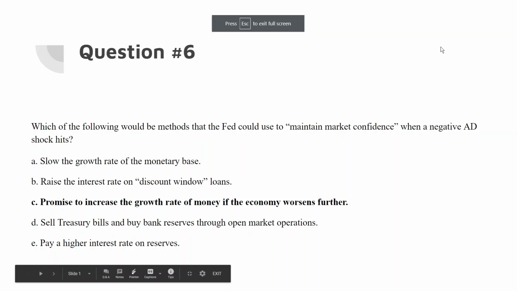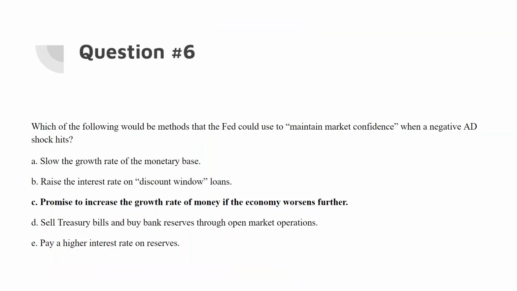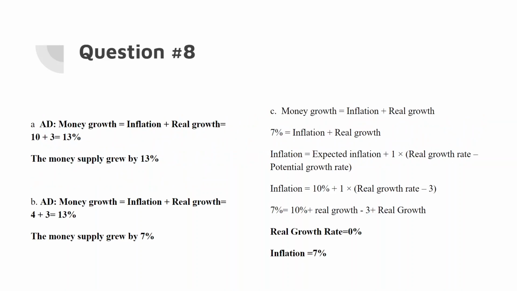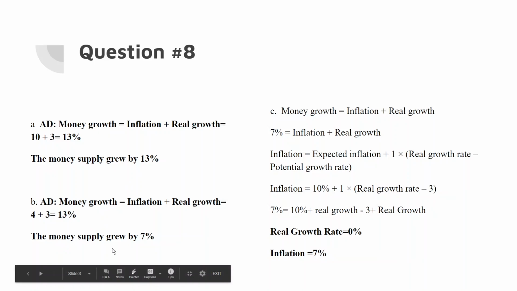In question number 6, with maintaining market confidence, the Fed could promise to increase the growth rate of money in the economy if things get even worse to help enforce people's confidence in the market. With question number 6, in this circumstance, with the 6 episodes that have happened with this theory, the Fed's theory has worked every single time. And with question number 8, which is just my favorite algebra problems, the money market supply grew by 13%. And this one, the money supply grew by 7%.